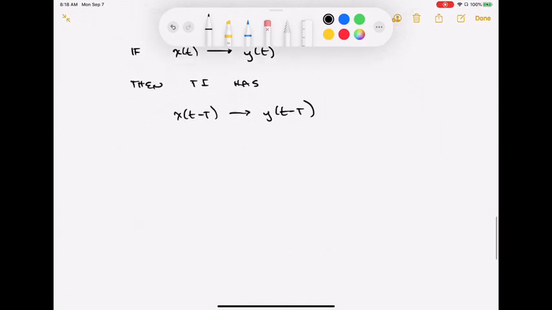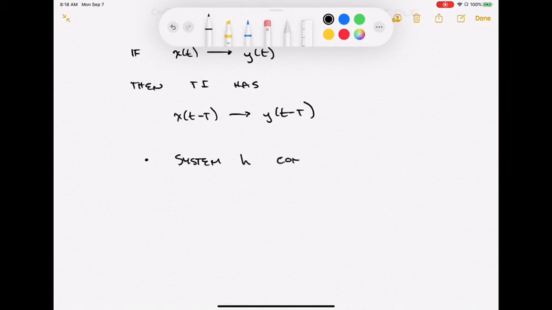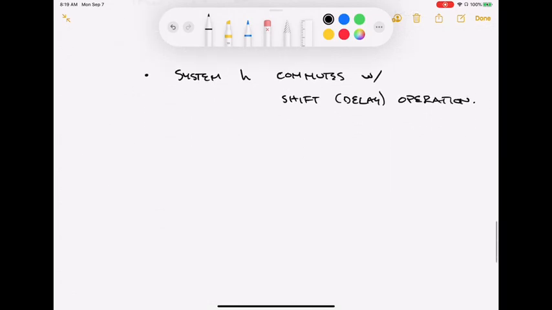Thought of another way, much like linearity, which could be thought about as commutation between the system and the operations of scaling and summing, this idea of time invariance says the system H commutes with the shift, or you could think of that as the delay operation. And this idea of commuting gives us a graphical way of looking at this. How might we do it? We might do it something like this.